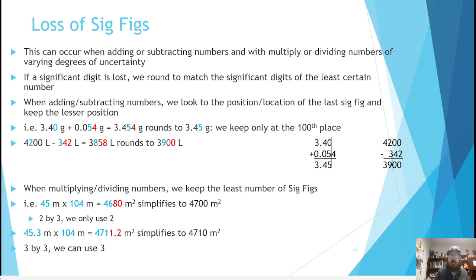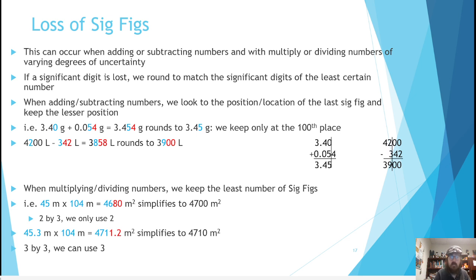So when we add or subtract or multiply and divide with varying degrees of uncertainty, we're going to lose some of our significant digits. And all that means is we will round them away. They don't get truly lost, but the exactness is lost, and so we have to round it until we know what we can reliably report.